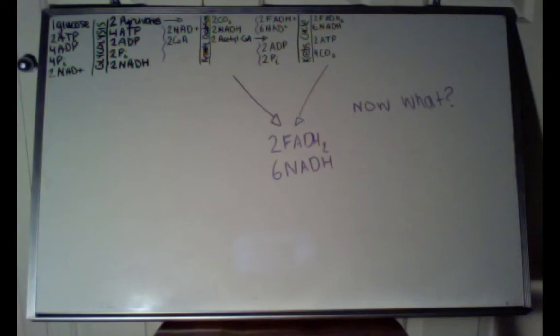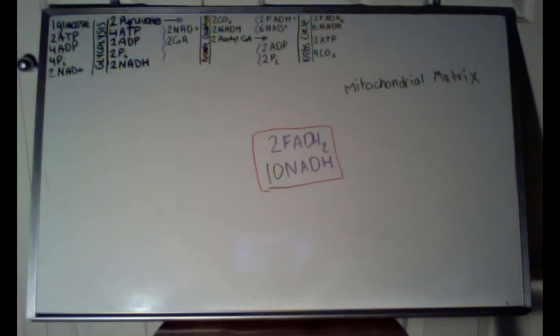So let's go back to our other steps and see what output we had. Well, from our pyruvate oxidation, 2 NADH were formed, so we can make that an 8. And then from glycolysis, we had another 2. So ultimately, our 2 FADH2 and our 10 NADH are the molecules that we need to focus on now.